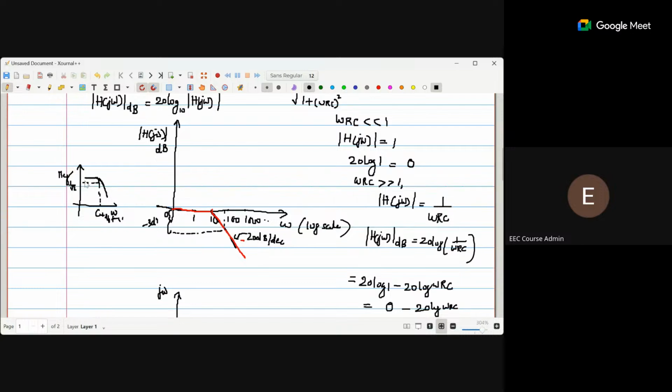So here, for the portion where your output amplitude is the same as that of the input, you take 20 log V naught by V in. Since V naught is equal to V in, that ratio becomes 1, so it is 20 log 1. That corresponds to 0 dB. That is this line. Thereafter, everything will come in minus dB. That is this portion.